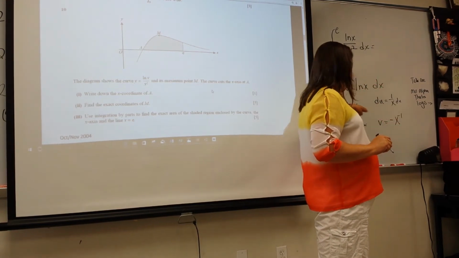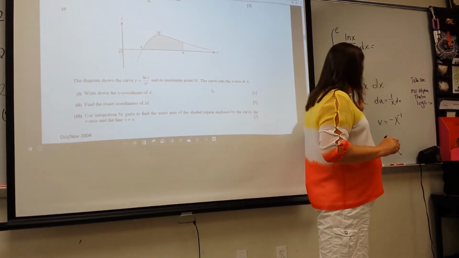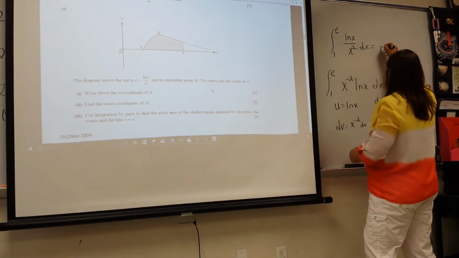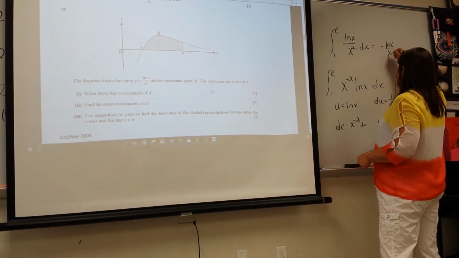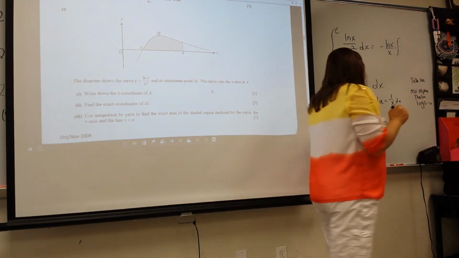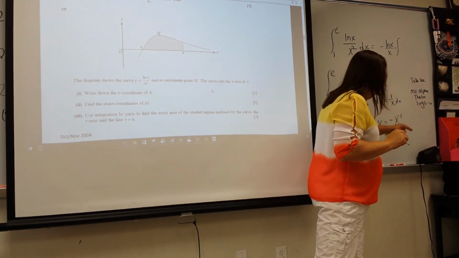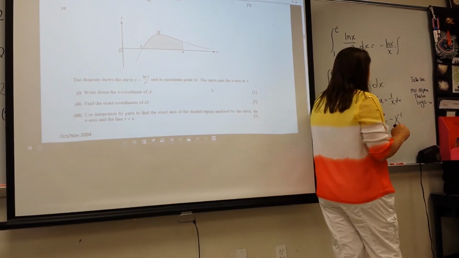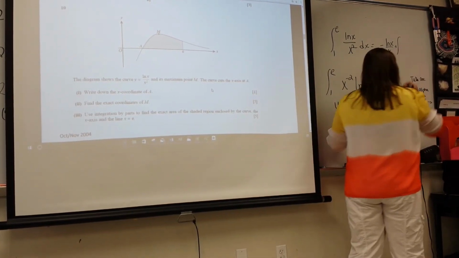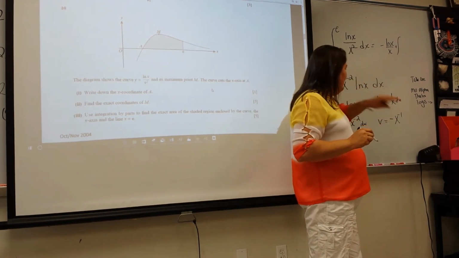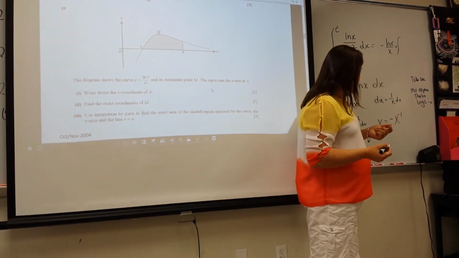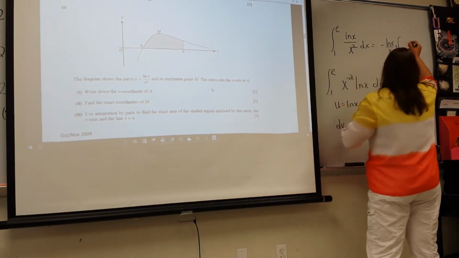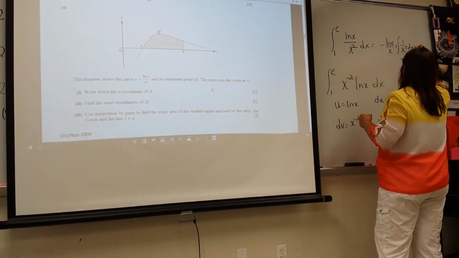It's done. So uv would be negative ln of x over x. Does that make sense? So negative ln of x over x minus the integral. And what's v? Well, negative x to the negative 1, and then du. What do I know about this minus? It can become positive because of this negative. And when I multiply these two together, what do I get? 1 over x squared dx. Would you agree?